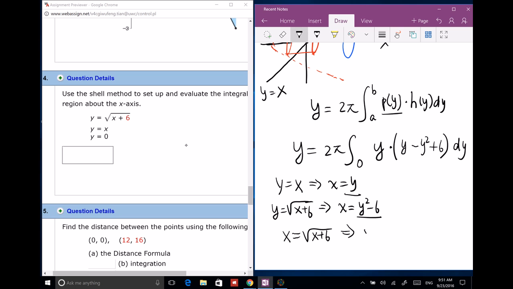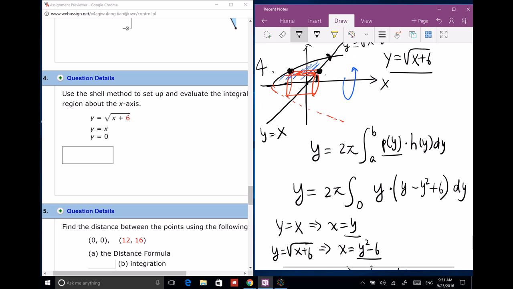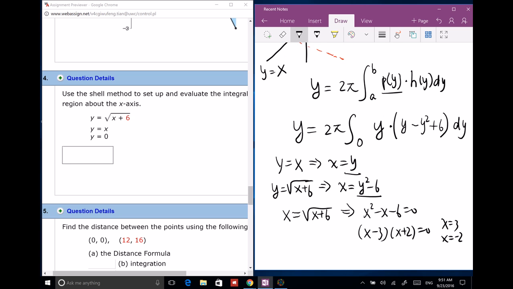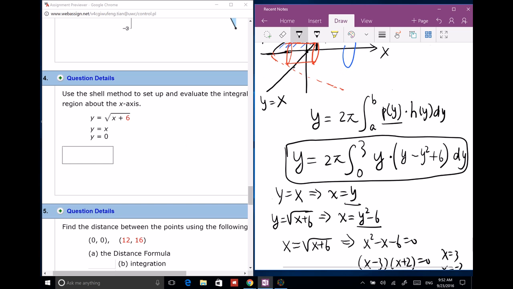So you get x squared minus x minus 6 equals 0. So x minus 3 times x plus 2 equals 0. You get x equals 3 and x equals negative 2. This is negative 2, this is positive 3. So x equals 3, y equals 3 as well. Okay, so now you have your volume model.